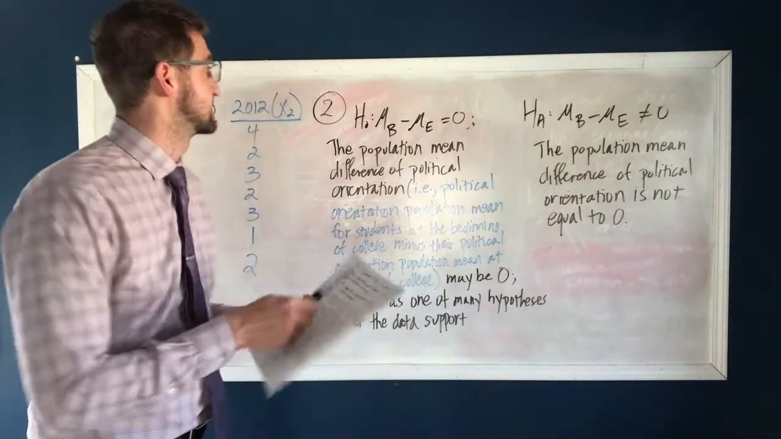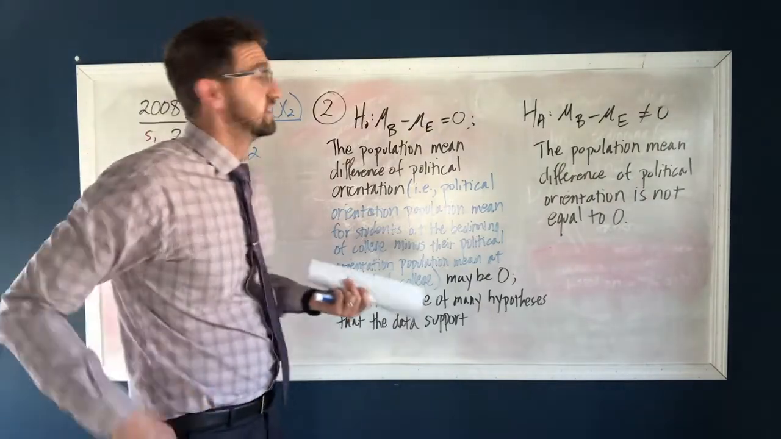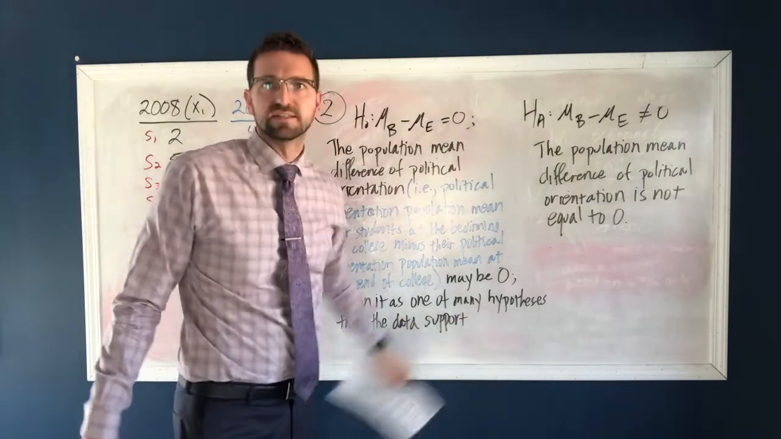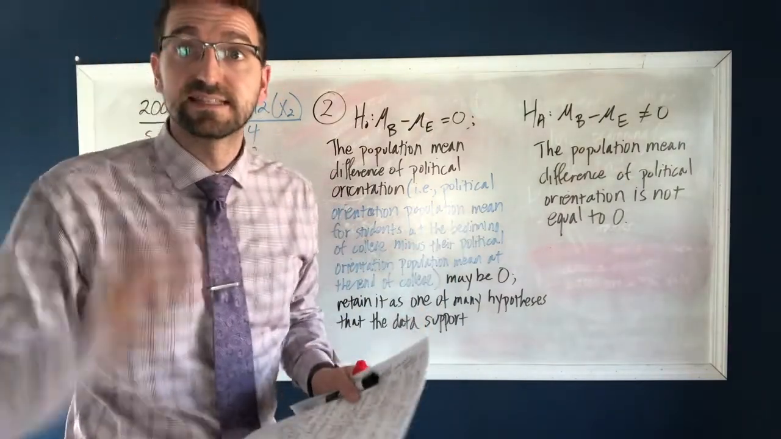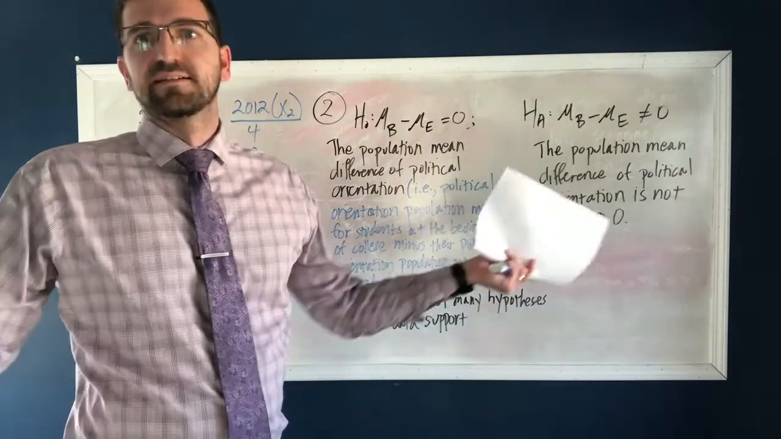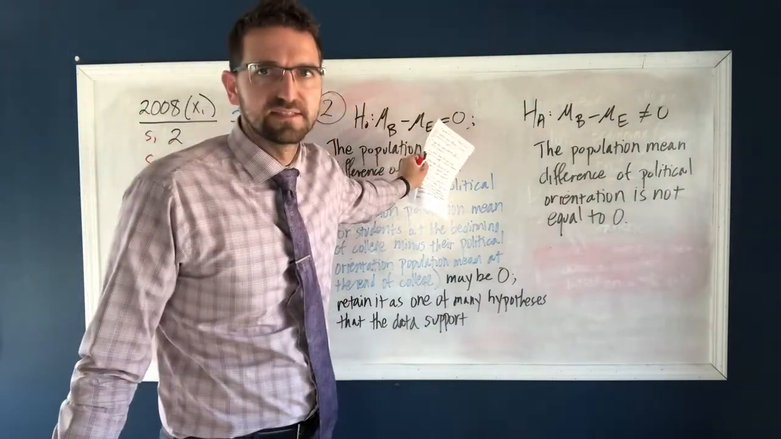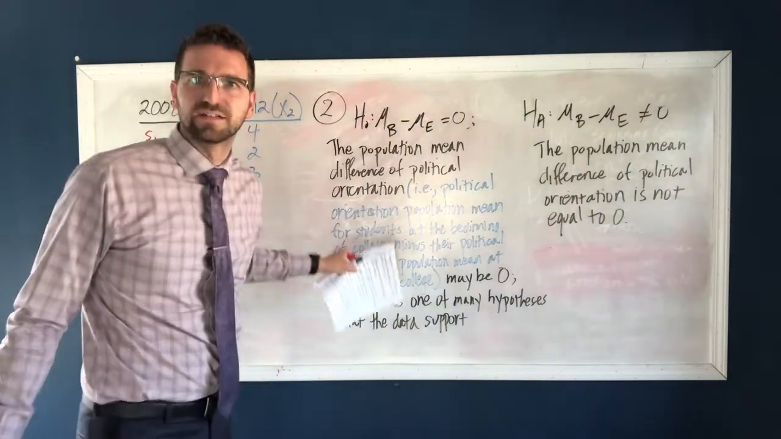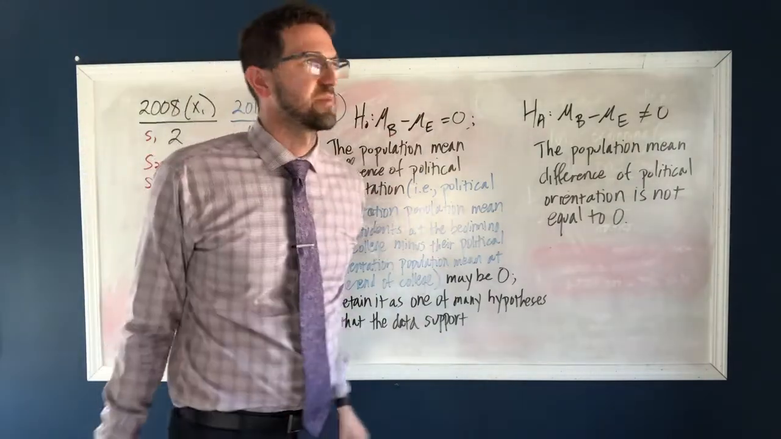And the alternative hypothesis is saying mu b, or mu beginning, minus mu e, or mu end, is not equal to 0. The population mean difference of political orientation is not equal to 0. Okay? So, as you can tell, this is our fourth inferential statistic. You have two choices, right? It's not that bad. Two choices. You're either going to reject the null hypothesis and therefore interpret the alternative hypothesis, or you're going to retain the null hypothesis. Two choices, that's all. So here are your null and alternative hypothesis.